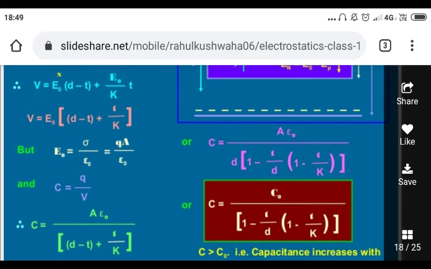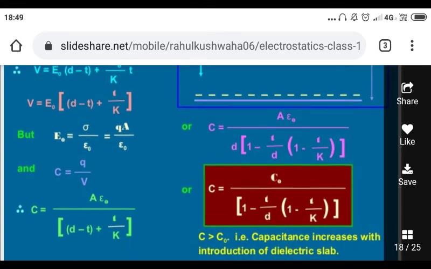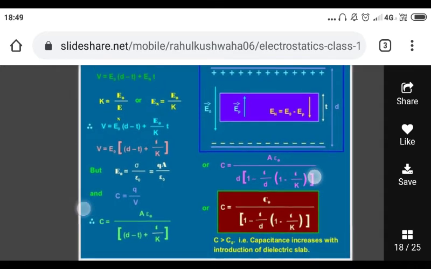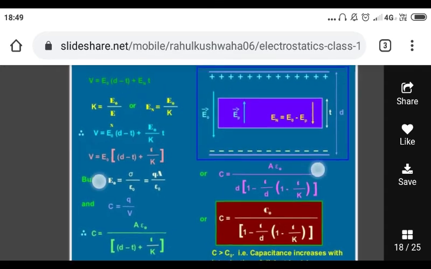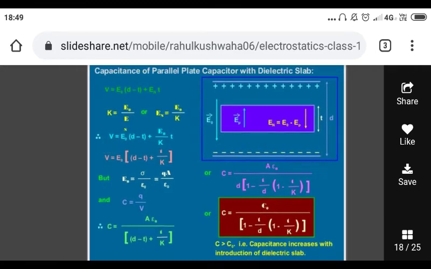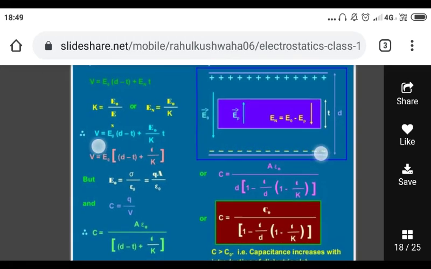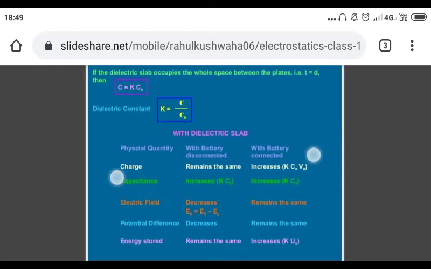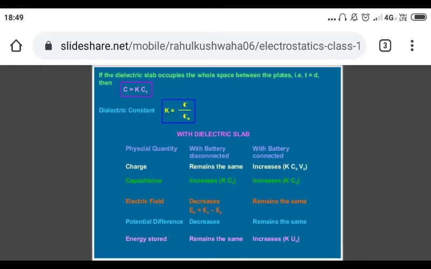Capacitance is simply C is equal to Q upon V. So in Q upon V, after substituting the value of V, we get the capacitance of a parallel plate capacitor when filled with a partial dielectric. When it is completely filled with dielectric, only one term is responsible, which is E_n into distance. But as there are two mediums, the result will be a little different. If the dielectric occupies the whole space between the plates, then T and D become equal, so the formula reduces to the earlier formula.